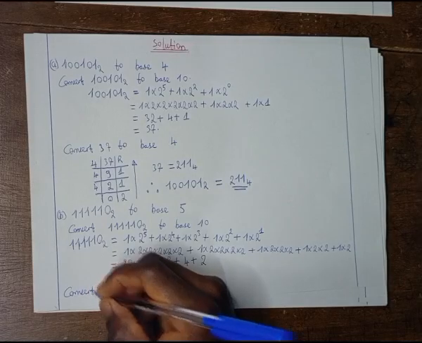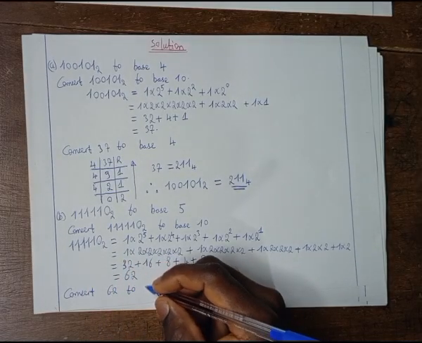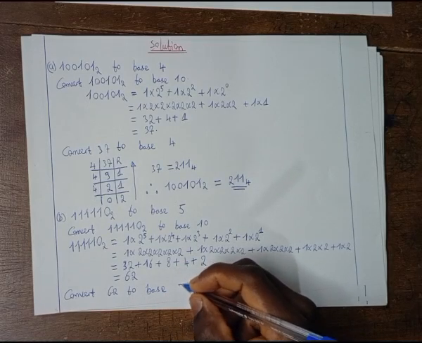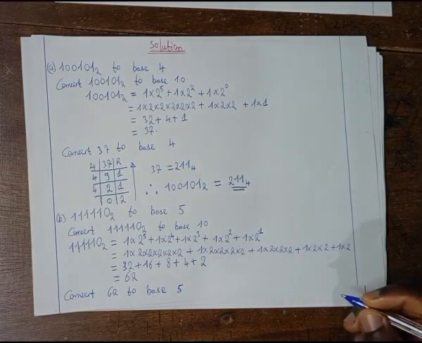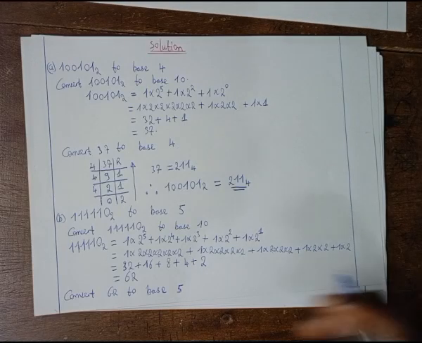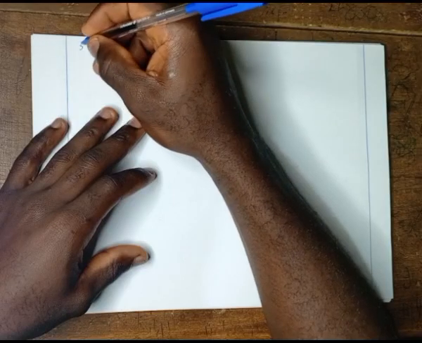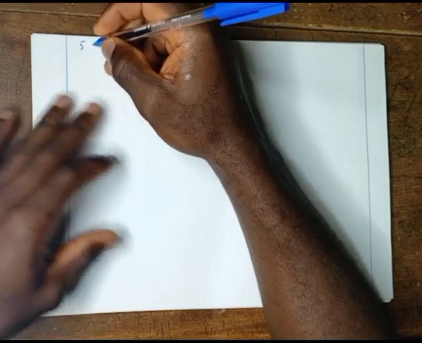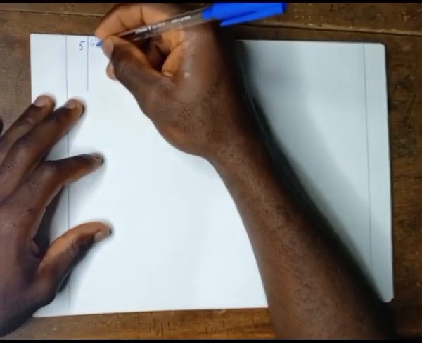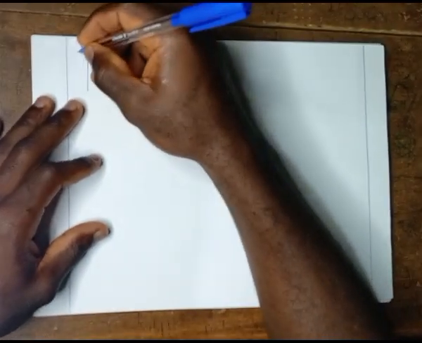Convert 62 to base 5. So we are going to convert this 62 to base 5 by making use of repeated division. Let's do the convention. For the first column we have 5, which is the new base. Second column we have 62. And for the third column we have the remainder.